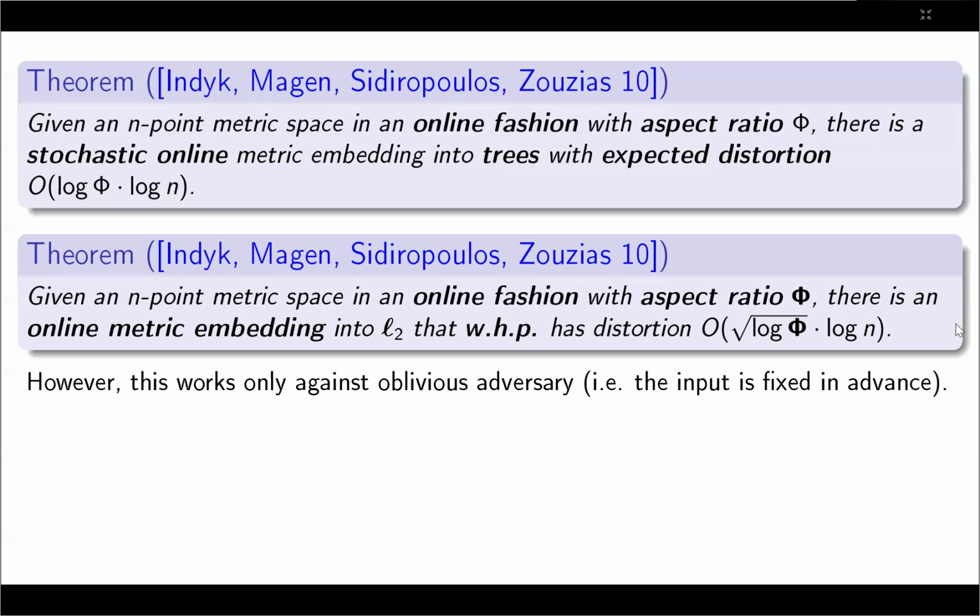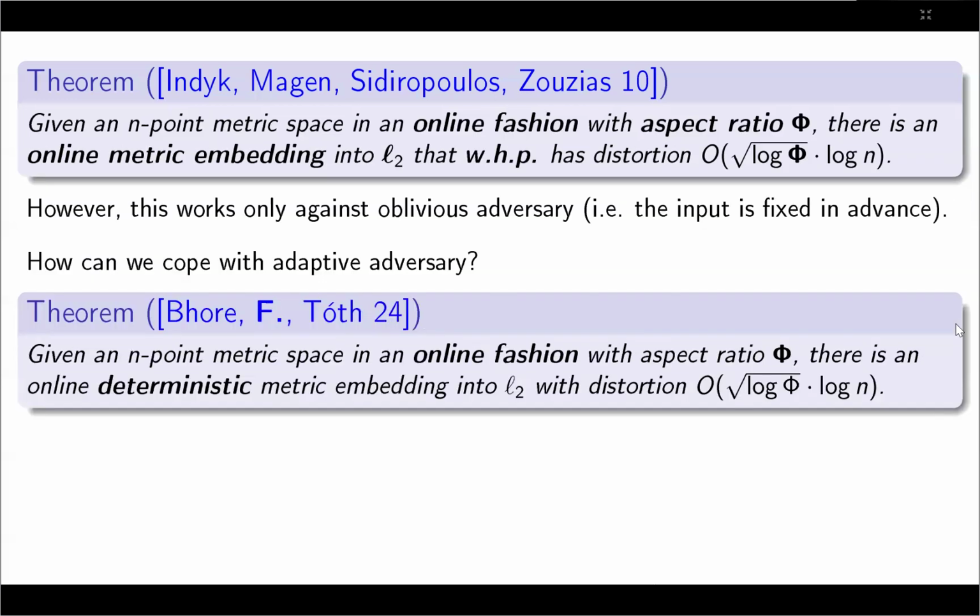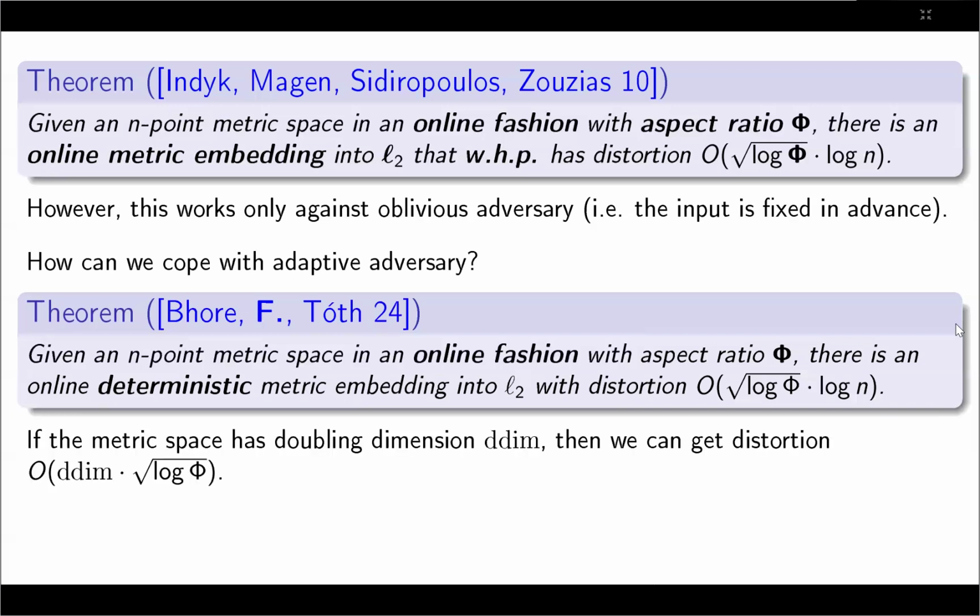However, if the adversary is adaptive and sees each point that you embed, and might decide on the next point he gives you accordingly, then he might break whatever you do, no matter how many coordinates you use. So this was not good enough against an adaptive adversary. The question that remained was what you can do against an adaptive one. And as we showed with Sujoy and Chava, you can actually take the same idea and make it deterministic.